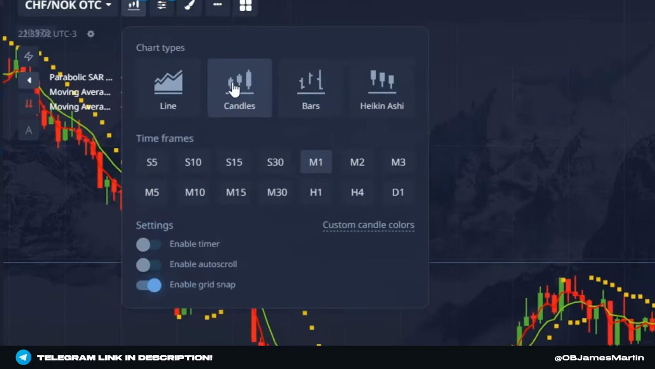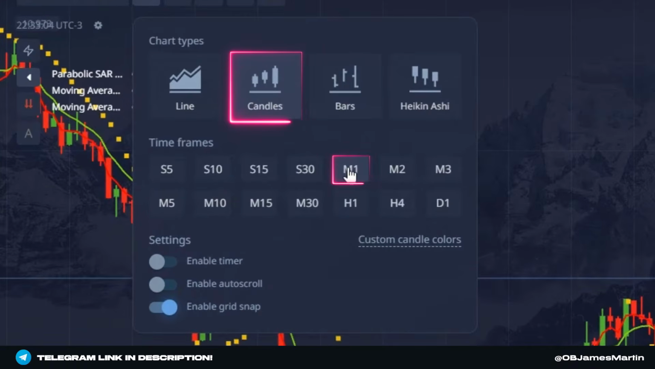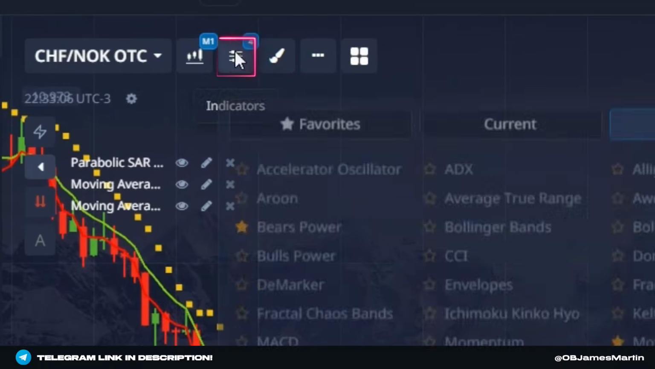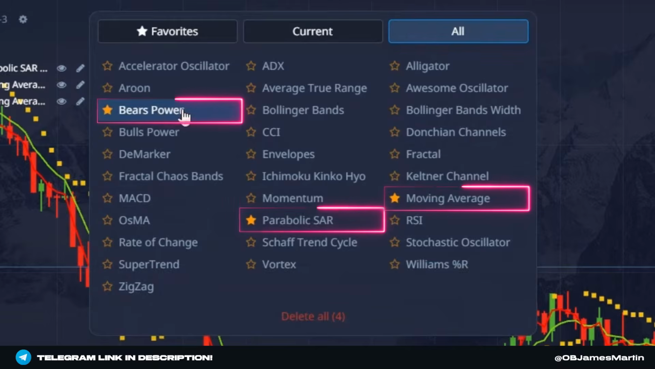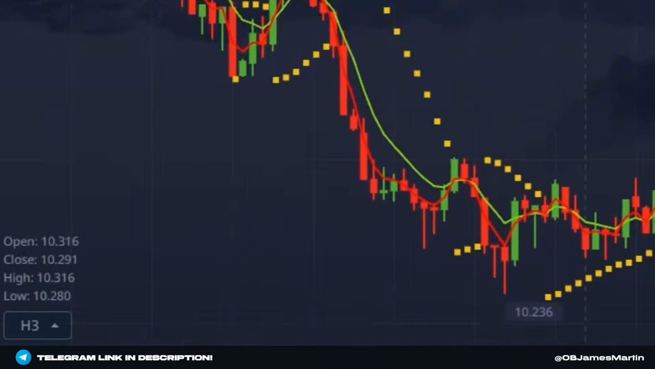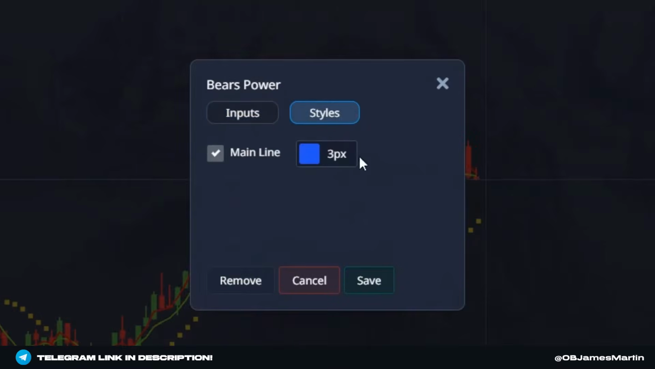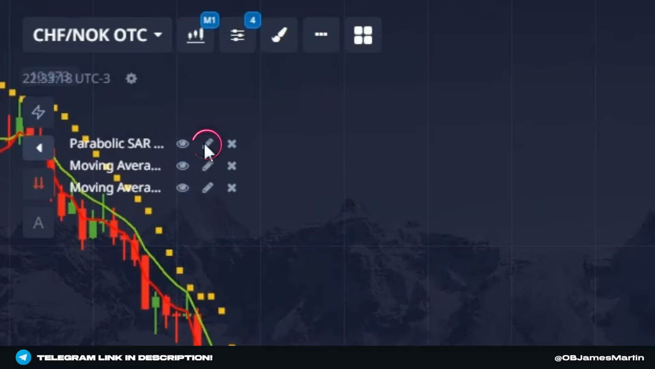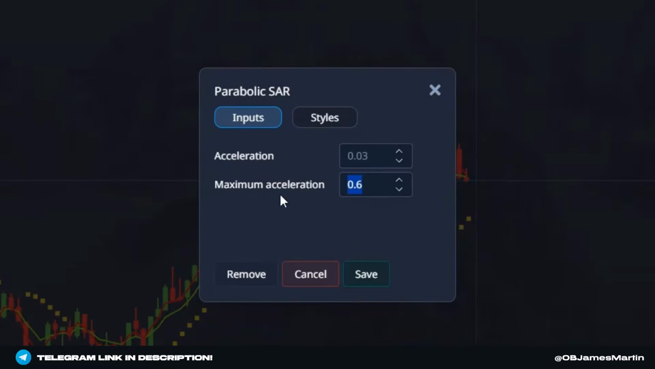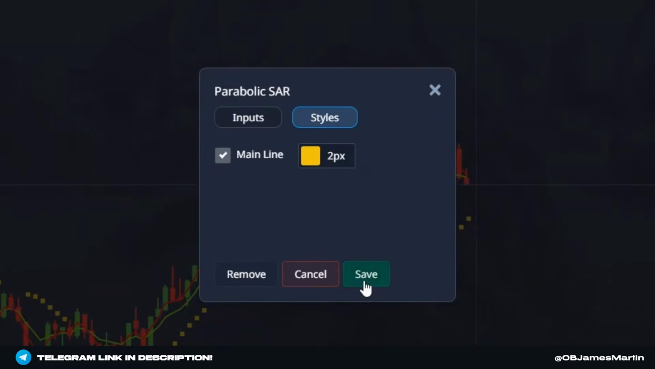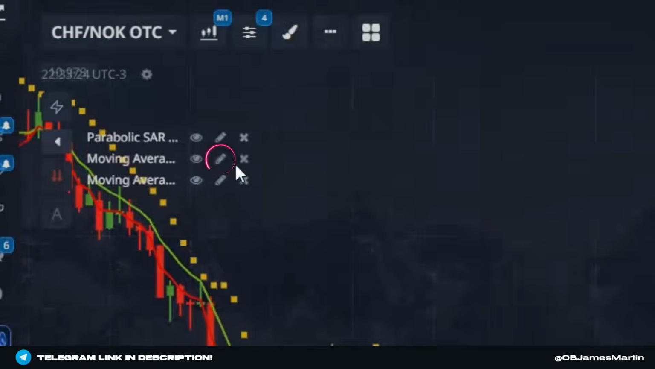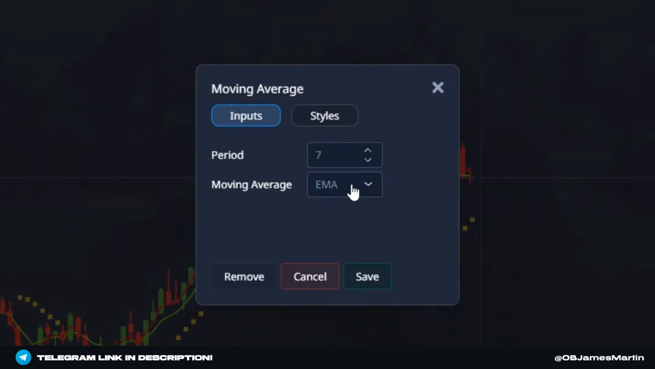Today we're going to use 1 minute and classic candles. Alright. Indicators: Bears Power, Parabolic SAR, and moving average. Okay, so the Bears Power is 55. The style is up to you if you want to use the same. 0.03 and 0.6 for the SAR, and yellow. The first moving average is 7 EMA.